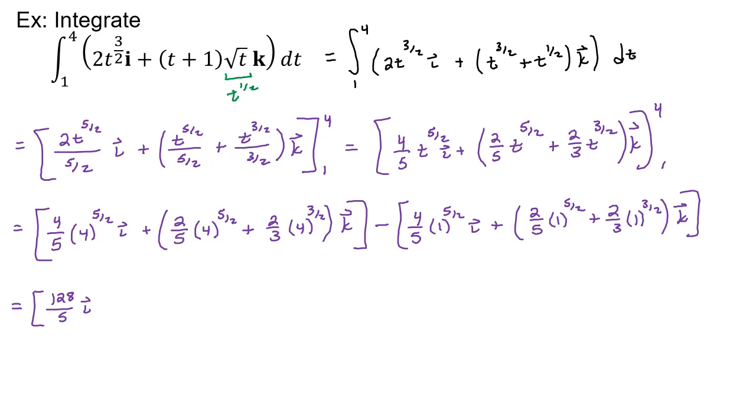Anyway, so then the next one, the square root of 4 would also be 2. 2 to the 5th is 32. 32 times 2, though, is only 64. So I'll have 64 over 5. The square root of 4 is 2. 2 cubed is 8. 8 times 2 is 16/3.